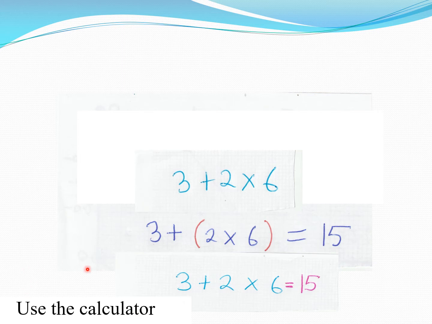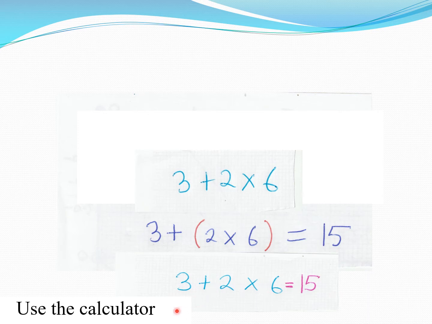So just to write up the detail on that. It's 3 plus, and we do 2 times 6 first. 2 times 6 is 12. 3 plus 12 is equal to 15. So without that bracket, when you see 3 plus 2 times 6, you do the 2 times 6 first, that's 12. 3 plus 12 is 15.